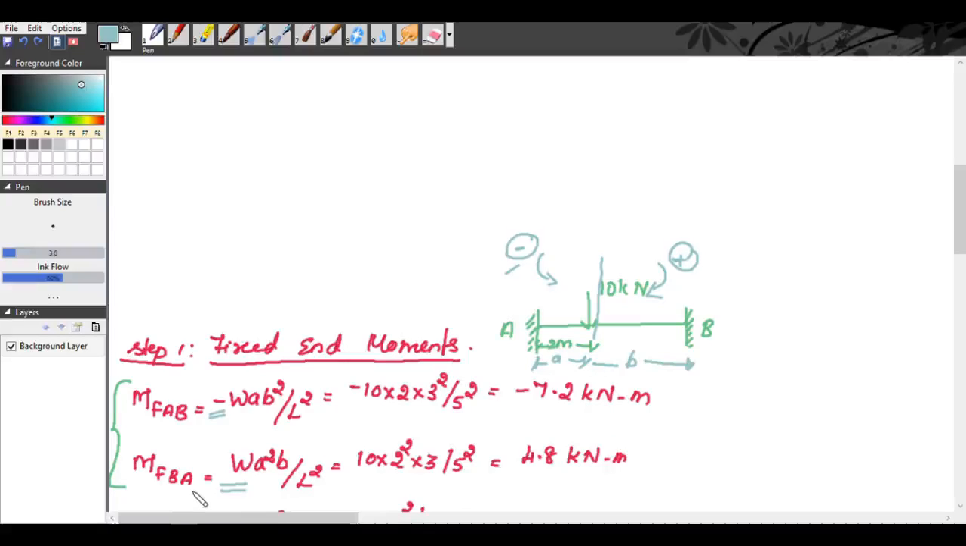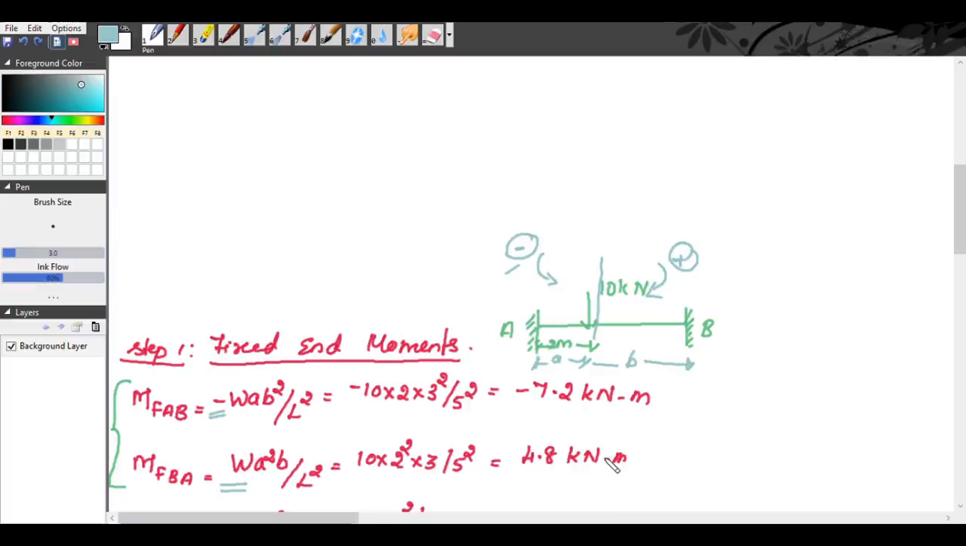Similarly, M of BA will be positive. On the right side it will be positive. At the right support we will have a positive moment, then only we will get a hogging moment there. So W A square B by L square, it is 10 into 2 square into 3 by 5 square. The value is 4.8 kilonewton meter.